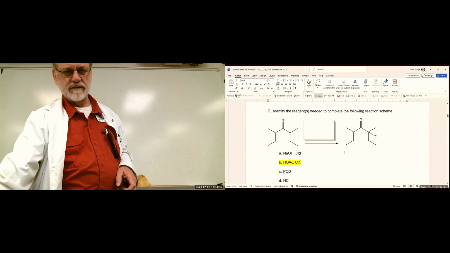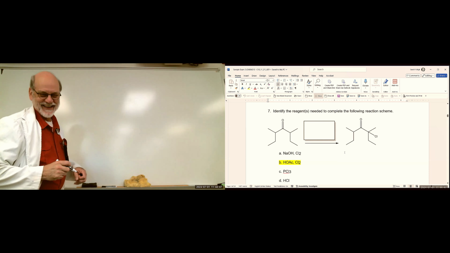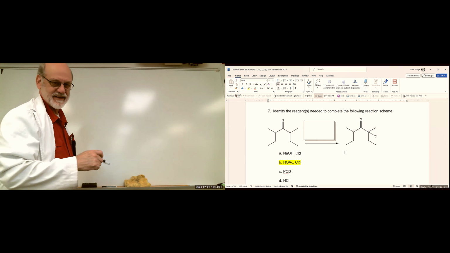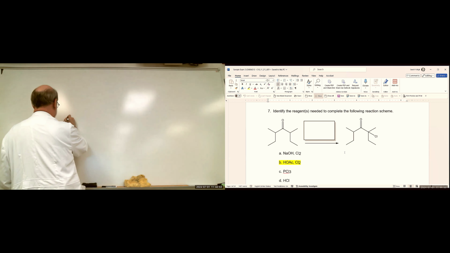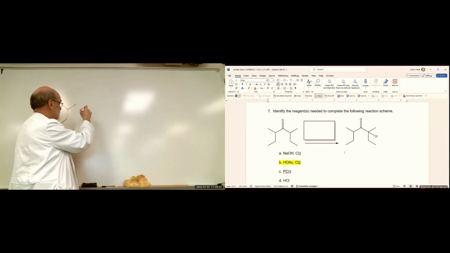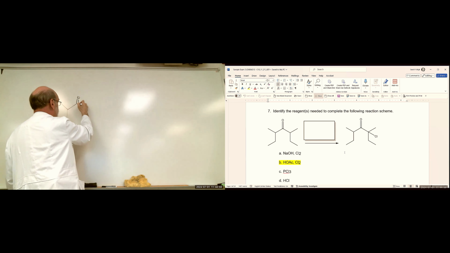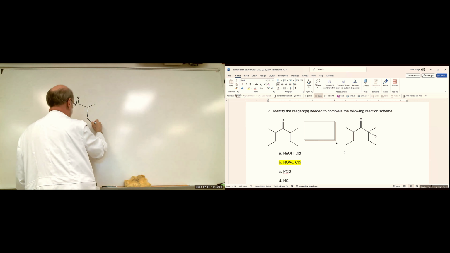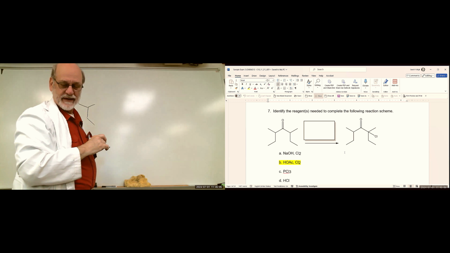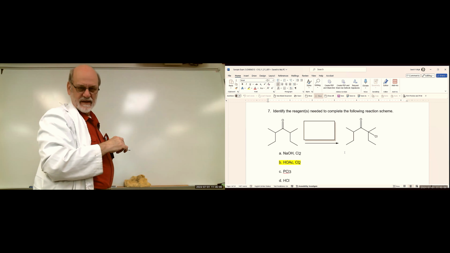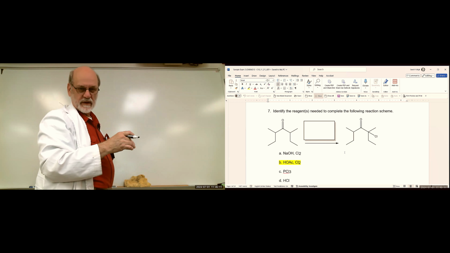Seven looks a little weird to me. Okay, let's see. One. That one. Carbonyl. Is this symmetrical? Yeah, it's symmetrical. We want to end up with... we just want to substitute a chlorine, don't we? Yeah.